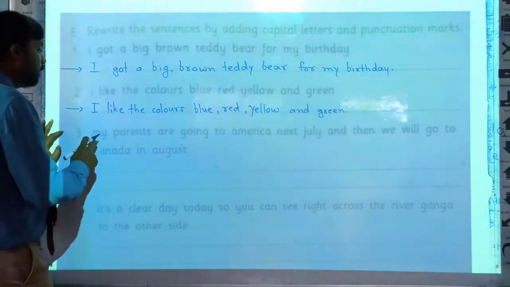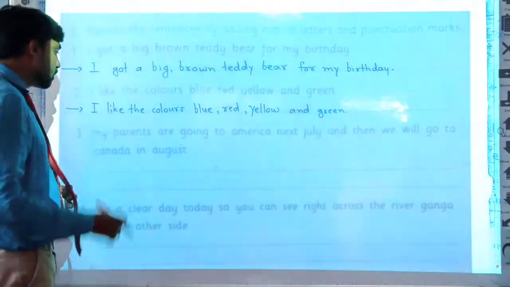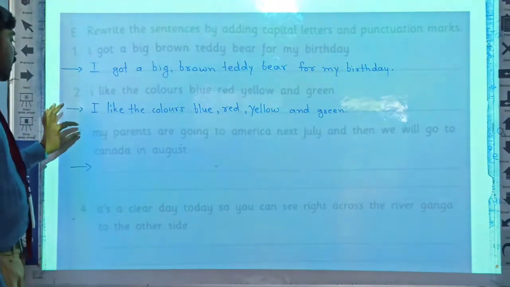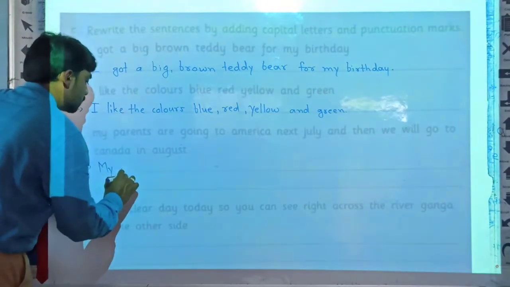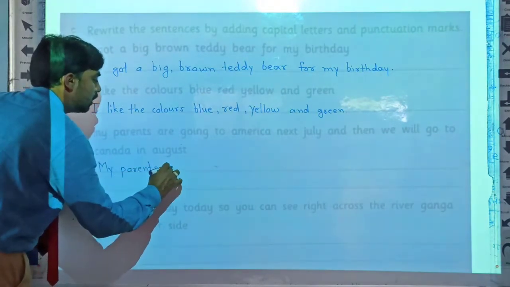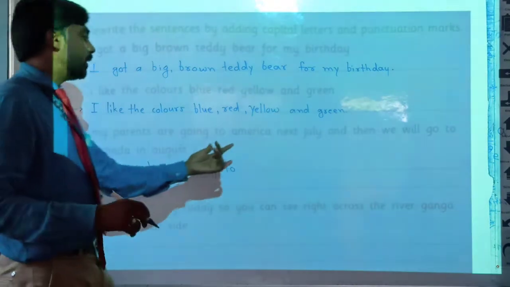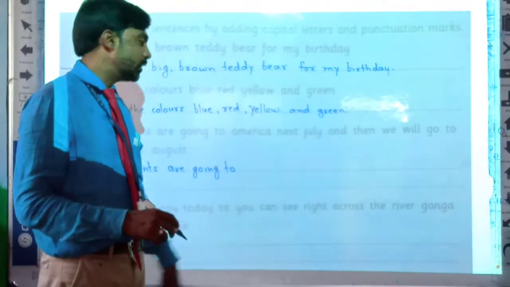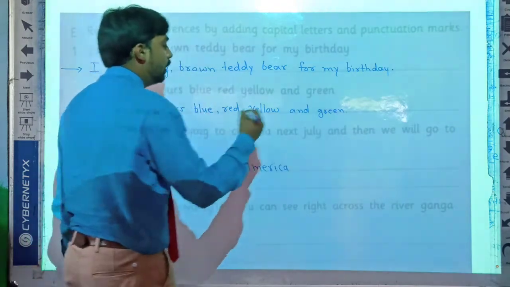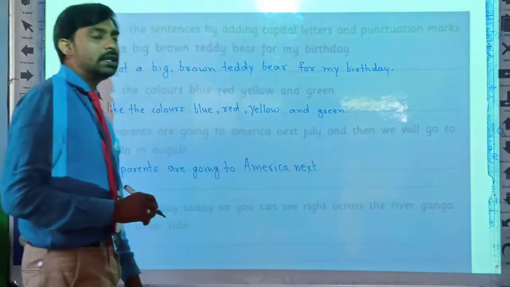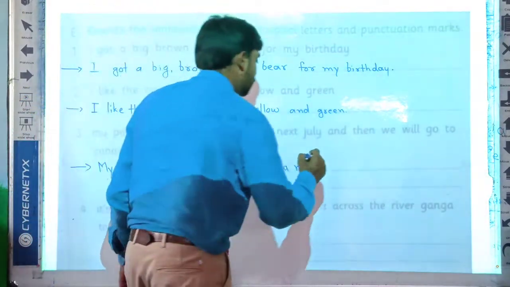Okay, third sentence. My parents are going to America next July and then we will go to Canada in August. So, let's write this sentence. As I told you, everywhere the first letter should be capital, so M should be capital. My parents are going to America. America is a proper noun, the name of a country, so we should start with a capital A. America next July. Here July is the name of a month, and we write the names of months with capital letters. So J should be capital, July.